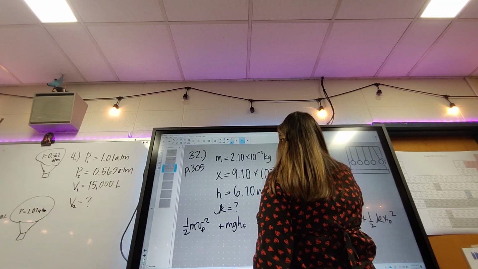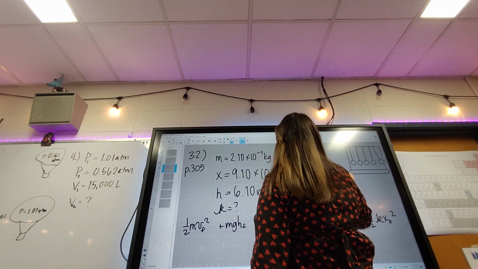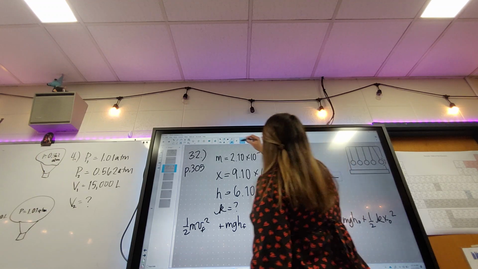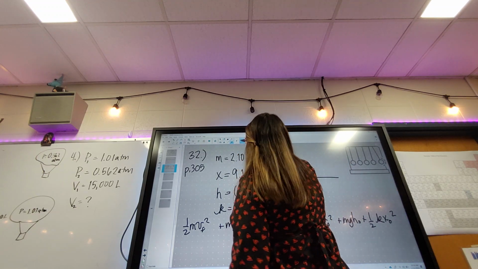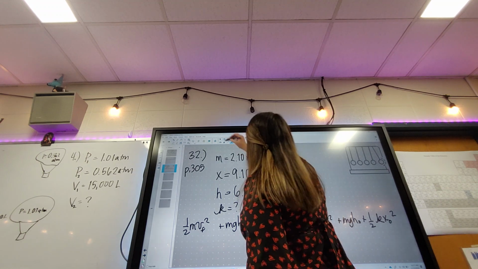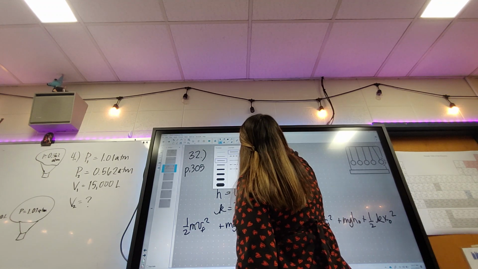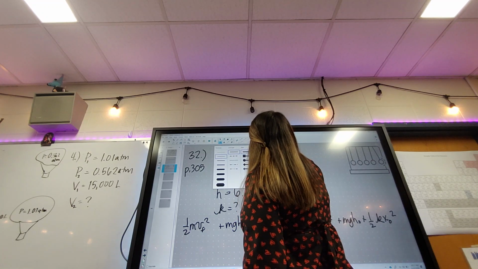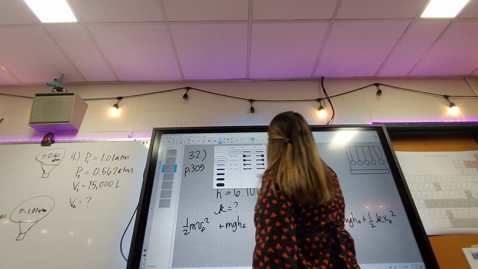But X is, because we're trying to find... Right now X is initial, and then after, X will be final. Well, we have X, H, G. We have it all. You can put it all in. Oh, we don't have initial velocity. We can find it. Do we need it?